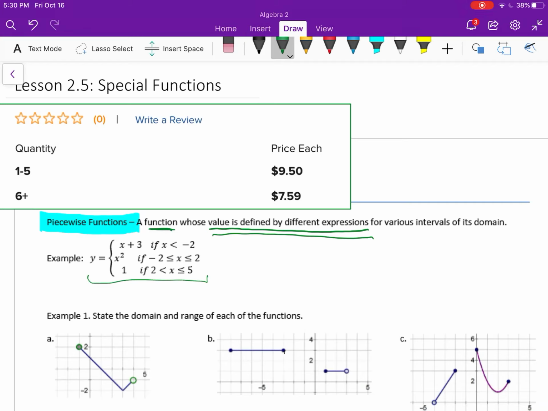So in this example right here, y is our function. Its value is defined by different expressions. The first expression is x plus 3, the second expression is x squared, and the third expression is 1. And it's defined for various intervals of the domain. So y equals x plus 3 when x is less than negative 2. It's equal to x squared if x is between negative 2 and 2. And it is equal to just 1 if x is between 2 and 5.